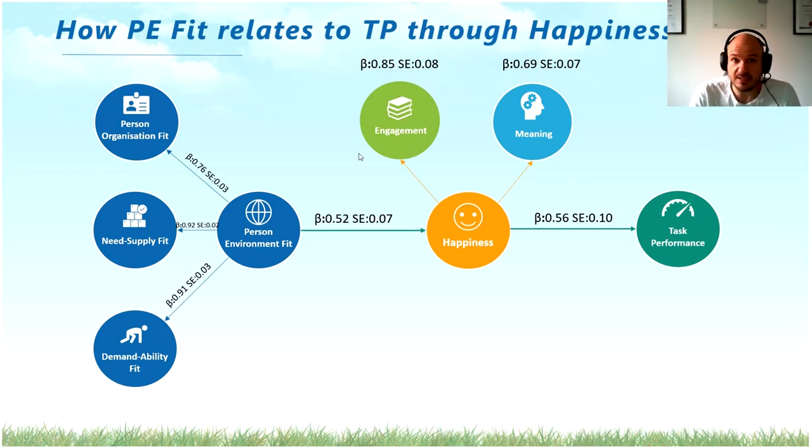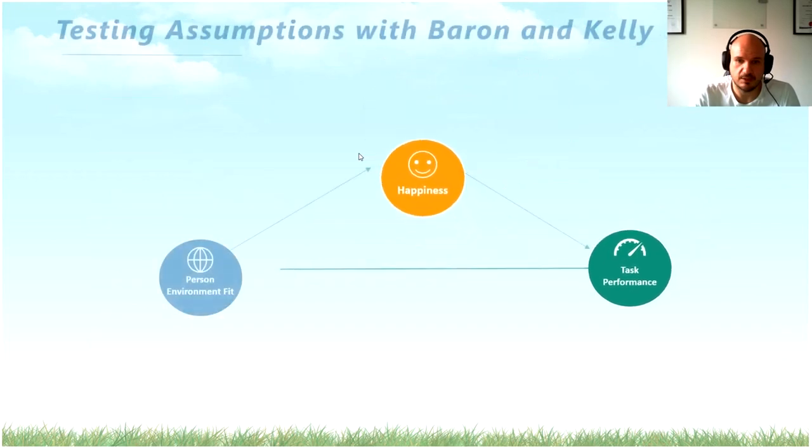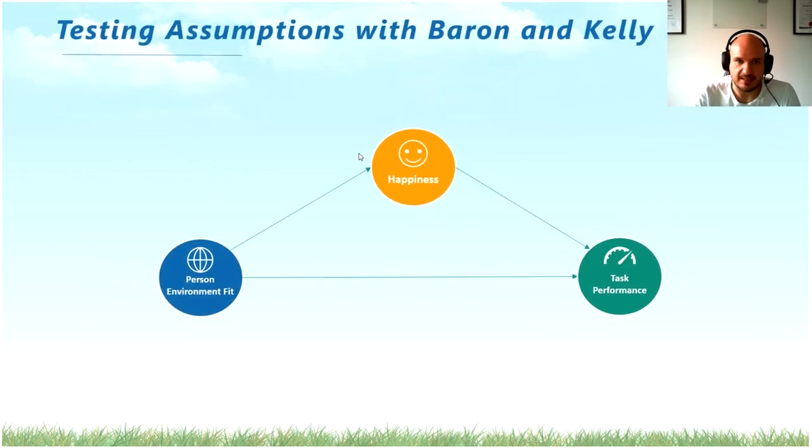Now, there are various ways and means to do this. I'm going to talk about two. The first one is the old traditional Baron and Kelly method, which we don't use anymore, but we utilize it to test some assumptions. And then I'll go into showing you how to estimate indirect effects in Mplus. So Baron and Kelly basically said that there are three assumptions that you need to test in order for us to prove that there is full or partial mediation.